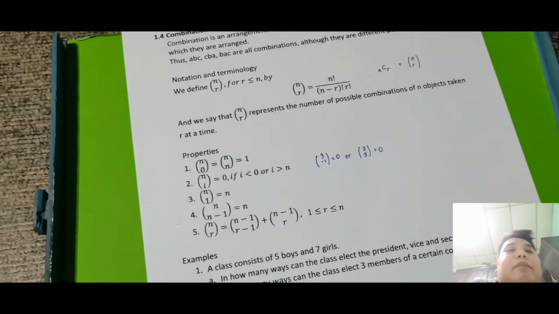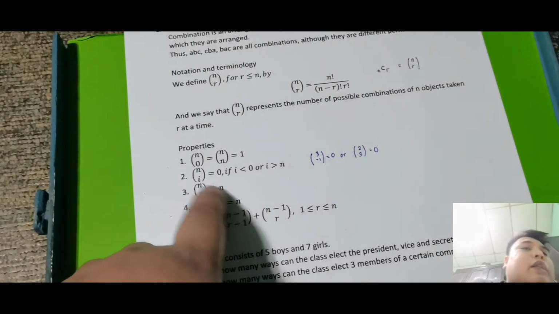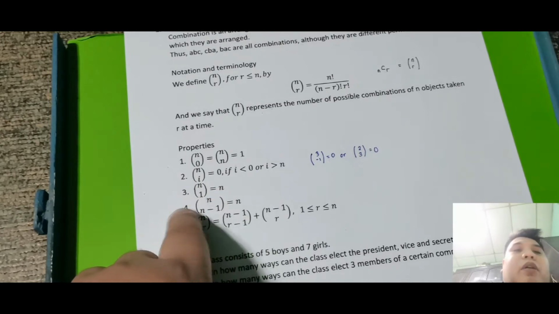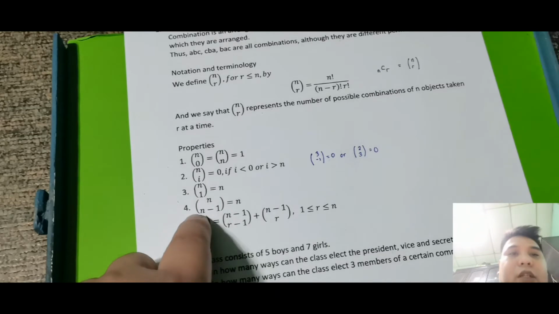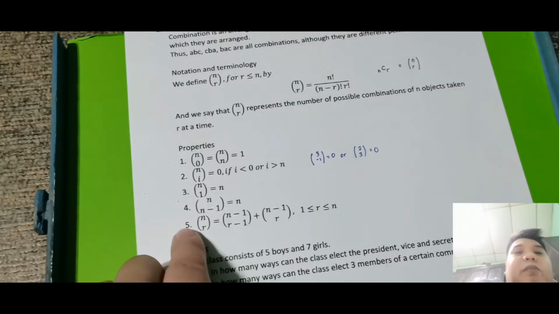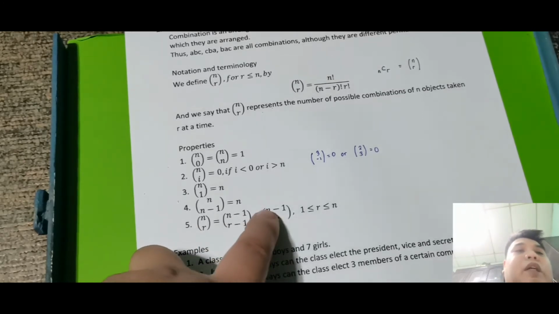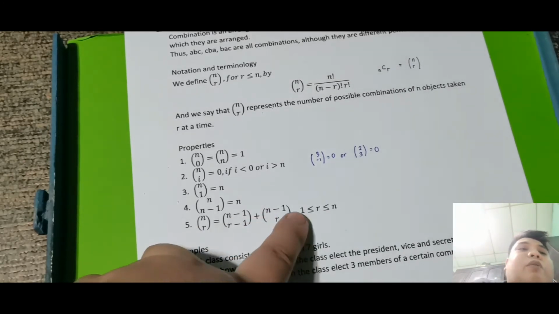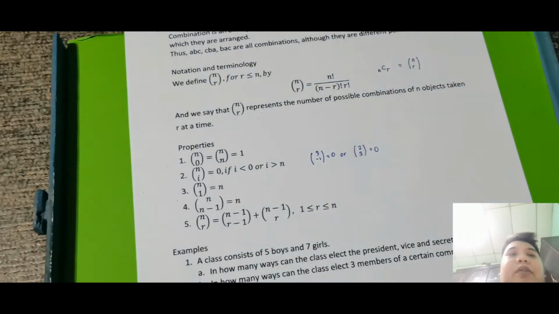Okay, so tandaan yan. Next is n taken 1 is just n. Okay, n taken 1 is just n. Number 4, n taken n minus 1 is just n also. So meaning n taken 1 is equal to n taken n minus 1. Okay, so pwede natin sabihin yan. Lastly, number 5, n taken r is just equal sa n minus 1 taken r minus 1 plus n minus 1 taken r, where 1 is less than or equal to r, less than or equal to n. Okay, so ayun yung mga restrictions.